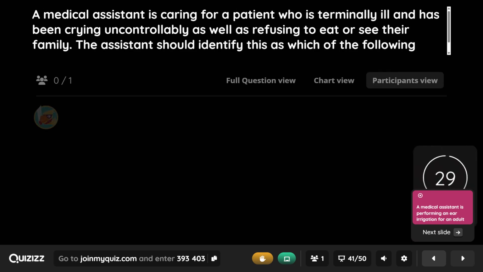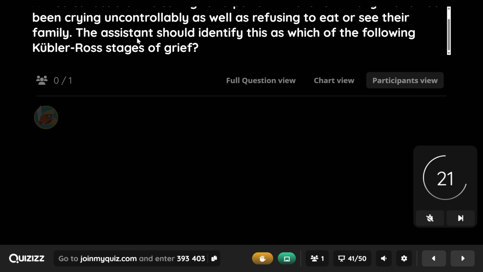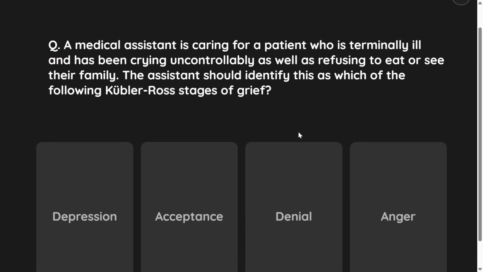A medical assistant is caring for a patient who is terminally ill and has been crying uncontrollably, as well as refusing to eat or see their family. The assistant should identify this as which of the following Kubler-Ross stages of grief. Would this be considered depression, acceptance, denial, or anger?